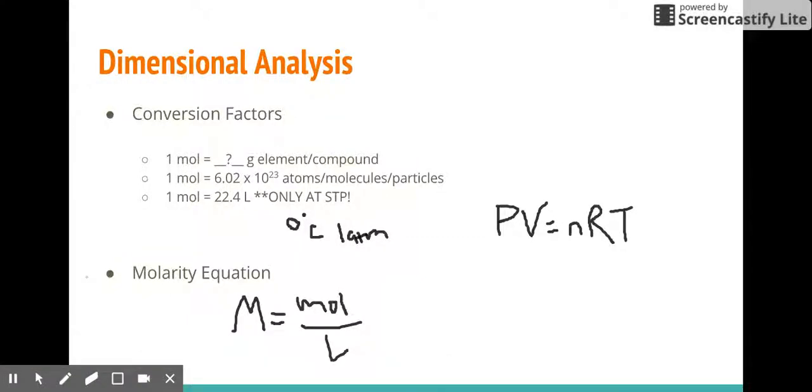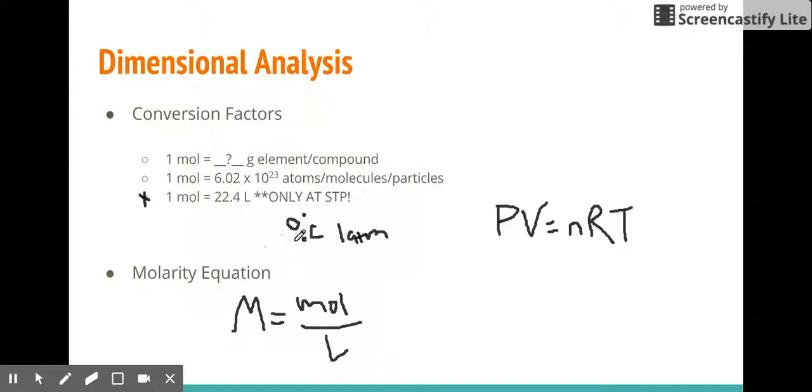Alright, so this is the second video for molar mass and dimensional analysis. Where we left off last video is for this last conversion factor here, and that is talking about moles to liters, how I convert between that, but it has a very specific time when I can use this conversion factor. It can only be used at STP.